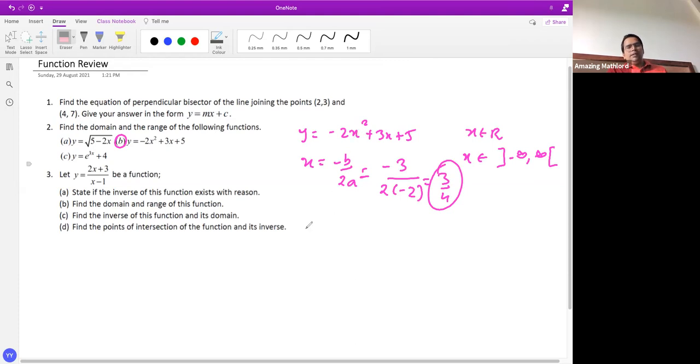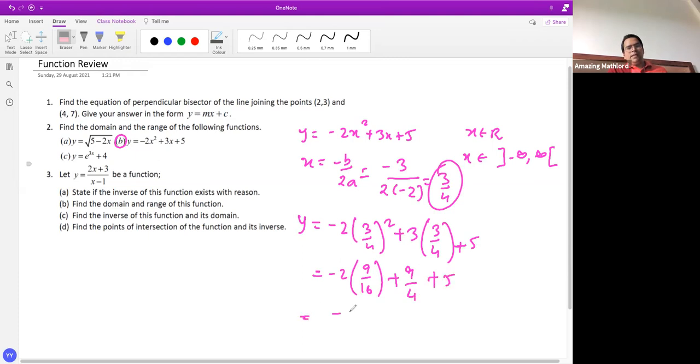And to find the y coordinate, you're going to plug in this here. So -2 times (3/4) squared plus 3 times 3/4 plus 5. So it'll become -2 times 9/16 plus 9/4 plus 5. So it becomes -9/8 plus 9/4. If I take LCM, it will become 18/8, and plus 5. If I take LCM, it will be 40/8. So if I simplify this, this becomes 58, 58 minus 9 is going to be 49. So 49 upon 8, that's your y value for the vertex.